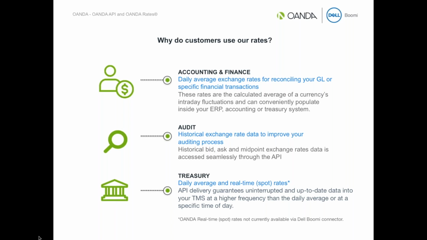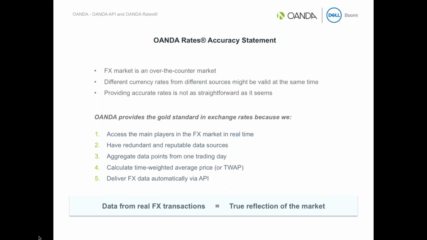You might also be using the data for audit purposes, so you might want access to historical data to enhance your auditing process, or we see a lot of treasurers that are interested in using our real-time rates. So we just launched a real-time rates API. That data can be leveraged for finding a specific currency rate at a specific time of day in increments of up to 5 seconds, and customers will use it to mark their hedging transactions. We're currently just launching the daily average, which is more the ERP use case within Dell Boomi, but likely in the future we'll have access to the real-time rates as well on Dell Boomi.